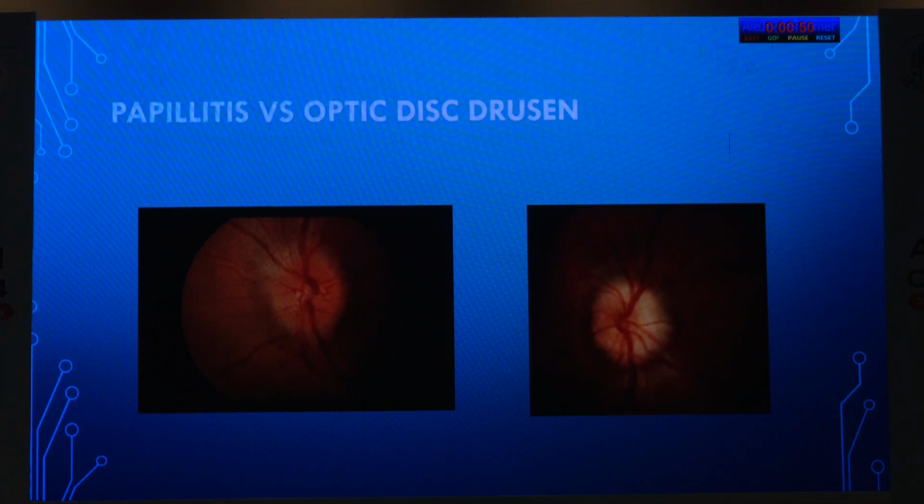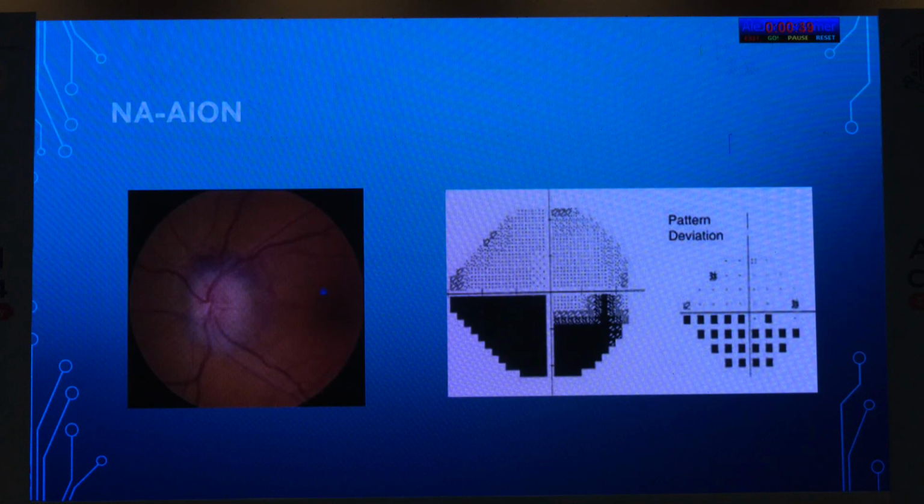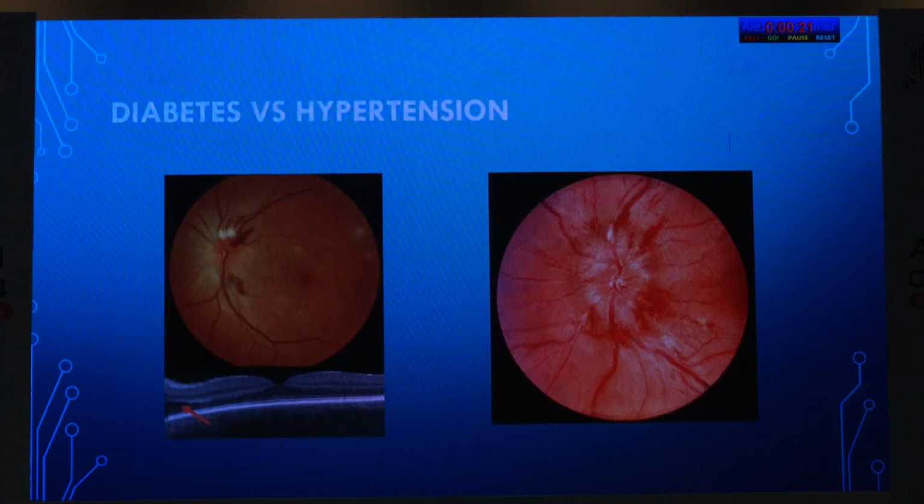With papillitis and optic disc drusen, if we do an OCT we can see a true disc edema with optic nerve head drusen, as we have also seen with our previous speakers. Then anterior ischemic optic neuropathy is very clear cut. If you do a perimetry, it will tell you this is anterior ischemic optic neuropathy, which will coincide with the superior disc edema with the inferior field defect. In that way, we can pinpoint the diagnosis of anterior ischemic optic neuropathy.